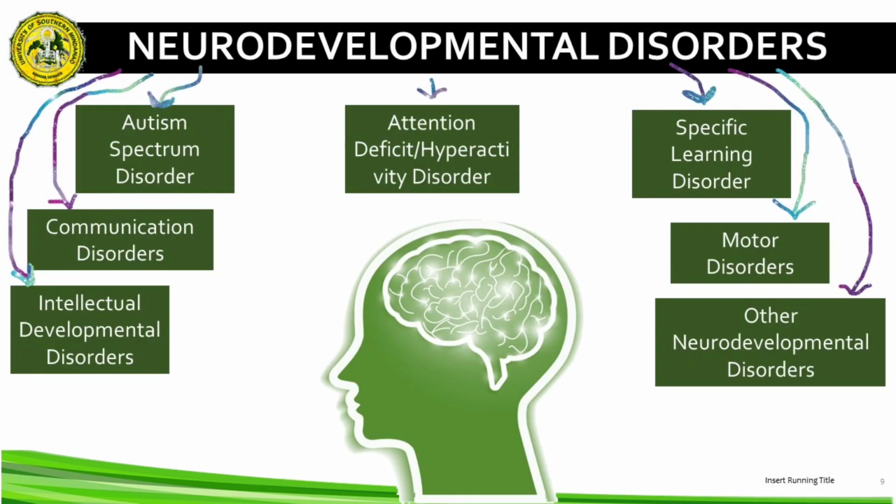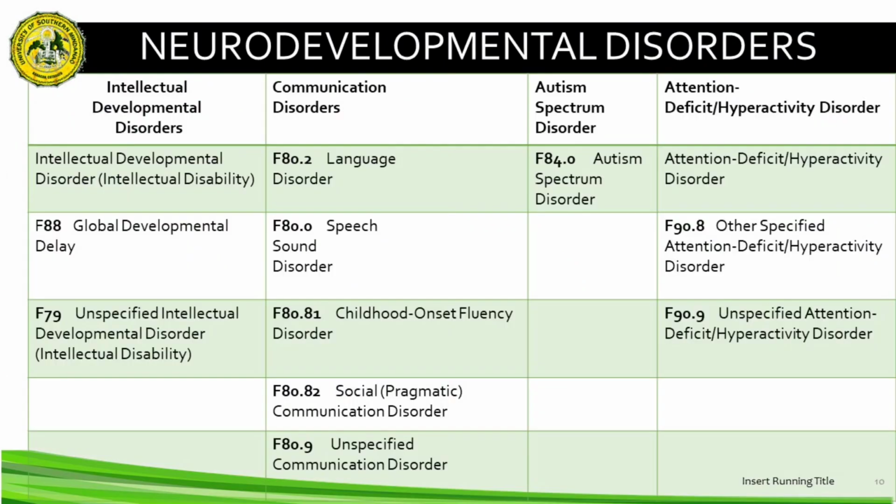So, neurodevelopmental disorders include intellectual developmental disorders, communication disorders, autism spectrum disorder, attention deficit hyperactivity disorder, specific learning disorder, motor disorders, and other neurodevelopmental disorders. And particularly, I will be discussing the intellectual developmental disorders, which include the intellectual developmental disorder, or intellectual disability, the F88, global developmental delay, F79, and specified intellectual developmental disorder.